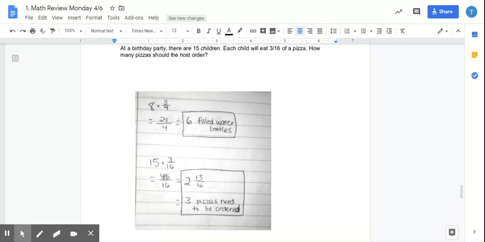So 15 times 3/16, that's going to get me to 45/16. Now the final answer for that is 2 3/16, but this isn't the amount of pizzas I can order. You can't order 3/16 of a pizza, right? So you definitely have to round up to figure out that the total amount of pizzas that the host will order is 3 pizzas, because you can't go to 2, because 2 is technically not feeding all the children that 3/16 of a pizza. So in order for each of the children out of the 15 to get 3/16, you need to order 3 pizzas.